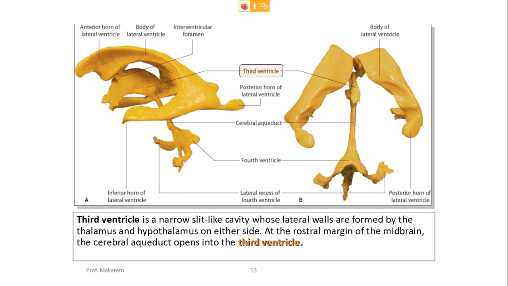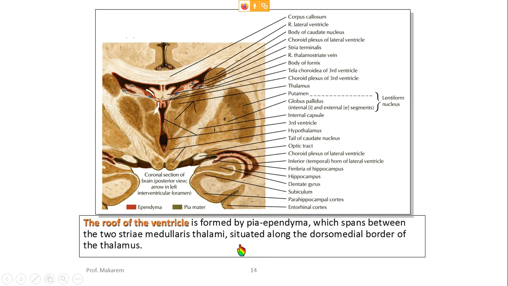The lateral walls are formed by the thalamus and the hypothalamus on either side. At the rostral margin of the midbrain, the cerebral aqueduct of Sylvius opens into the third ventricle. Now let me show you the roof of the third ventricle. It is formed by pia and ependymal cells, which spans between the two striae medullaris thalami situated along the dorsomedial border of the thalamus.